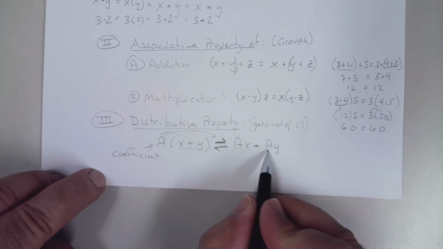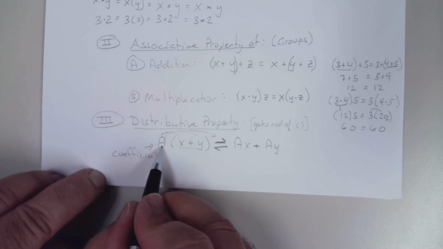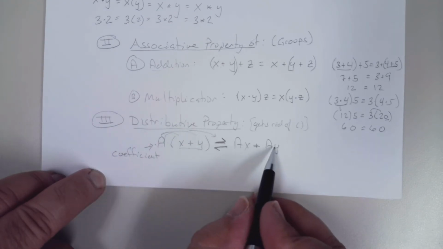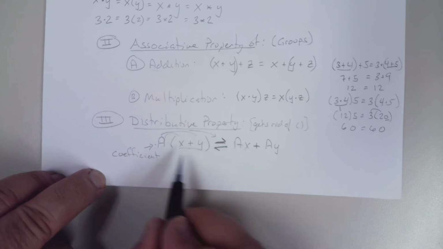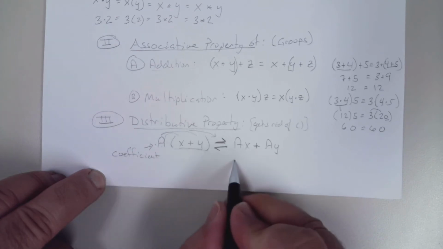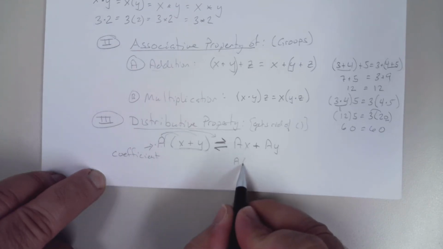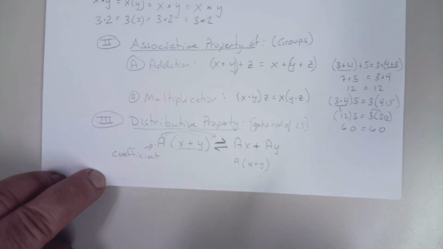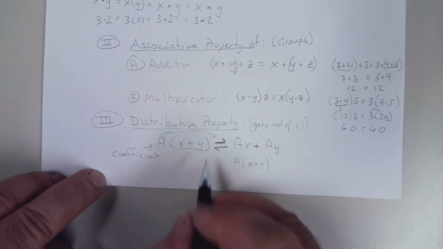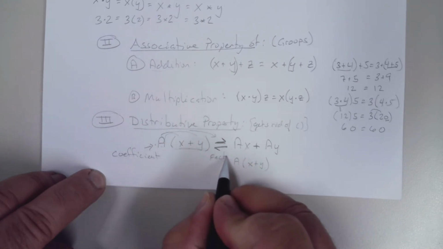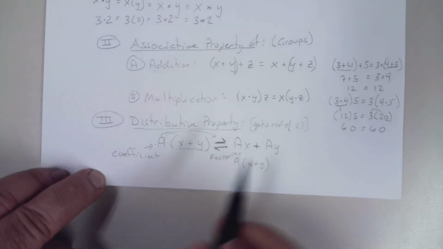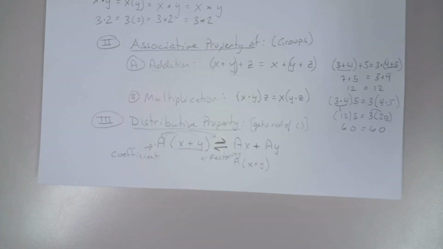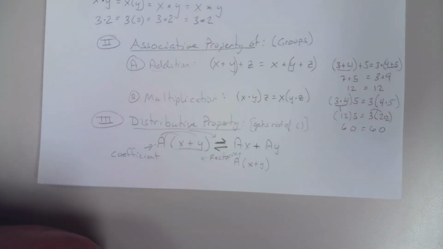What do both of these have in common? They both have an A. So if we take out the A and put whatever we have left inside parentheses, so they both have an A in common, we take out the A, so we have X plus Y. So this is called factoring, going this way. All right, those are the three most popular, the most powerful ones.